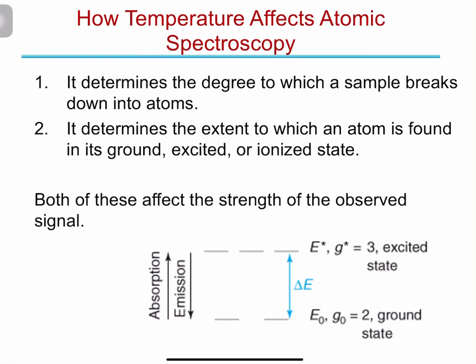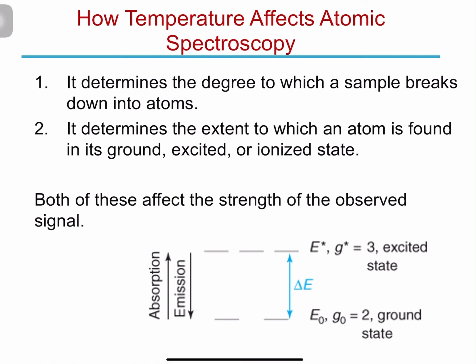For atomic absorption spectroscopy, the amount of light that will be absorbed is the light used to excite the atoms. So the more atoms that are excited, the more the intensity of light that will be absorbed. And in atomic emission spectroscopy, the more excited the atoms, the more the intensity of the light that will be emitted and measured.